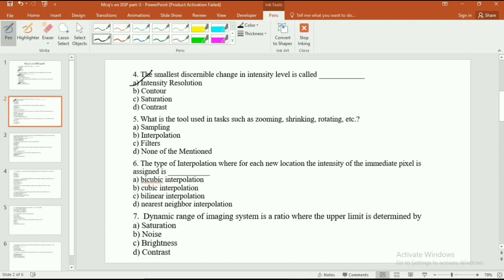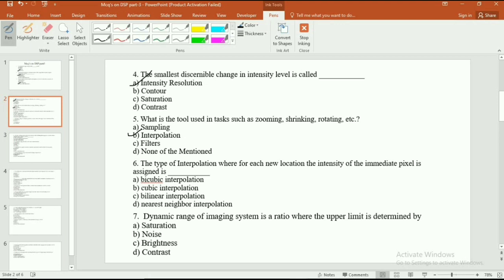Question number 5: what is the tool used in tasks such as zooming, shrinking, rotating, etc.? Options are option number A sampling, option number B interpolation, option number C filters, and option number D none of the mentioned. Here the answer is option number B, interpolation.